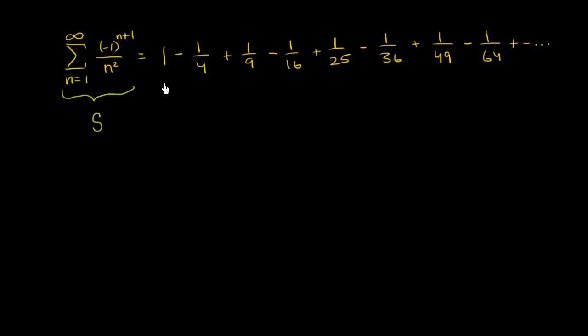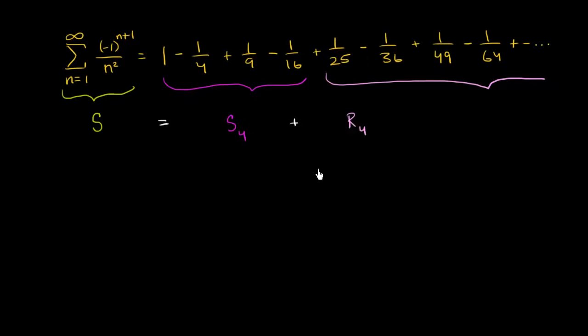So let's take these 4 terms right over here, and let's call that s sub 4. And then you're going to have a remainder, which is going to be everything else. So all of this other stuff, that's going to be your remainder, whatever's left over when you just take the first 4 terms. So this is from the 5th term all the way to infinity. And we've seen this before. So the actual sum is going to be equal to this partial sum plus this remainder.